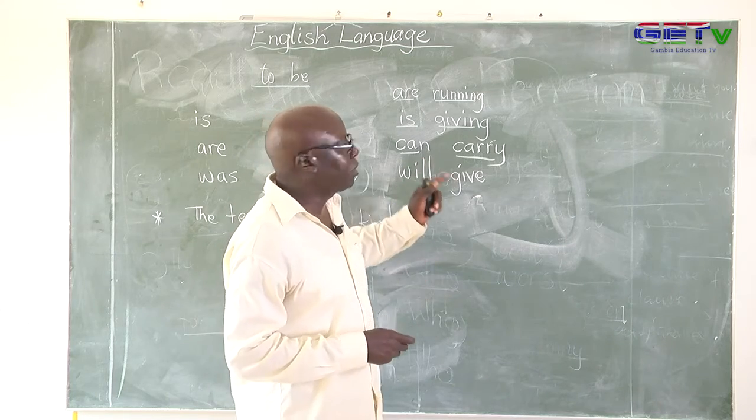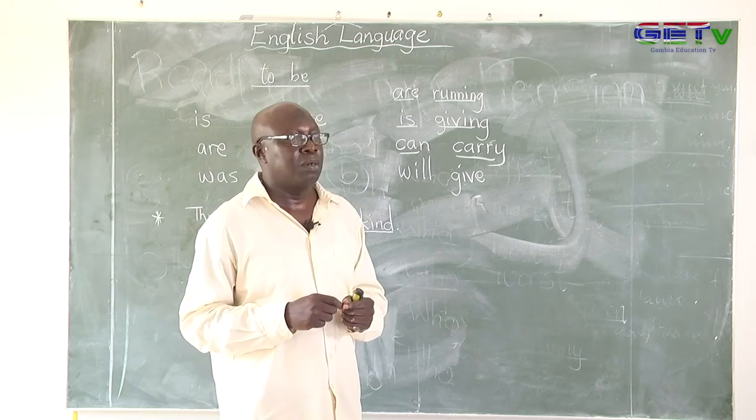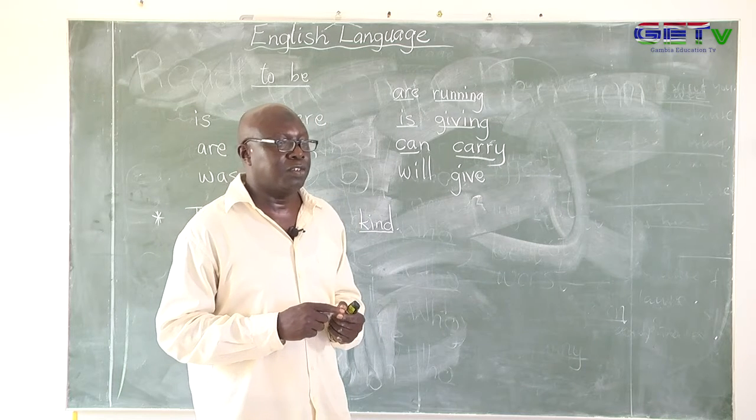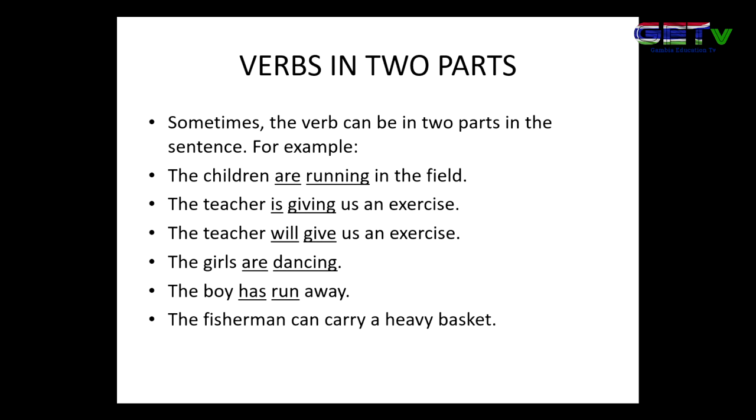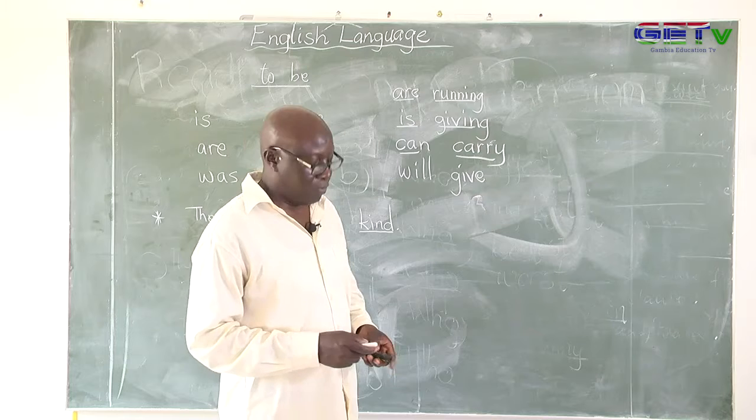There must be something to help the word "dancing," and that is "are." And that will give you the full meaning of what you want to say. The boy has run away. You cannot simply say "the boy ran away." One, it is wrong, and two, the meaning is still lacking. The fisherman can carry a heavy basket. "The fisherman carry a heavy basket." This is how some of us speak. Though it is wrong, if you also leave out "can" in this sentence, you are changing the meaning of the sentence.